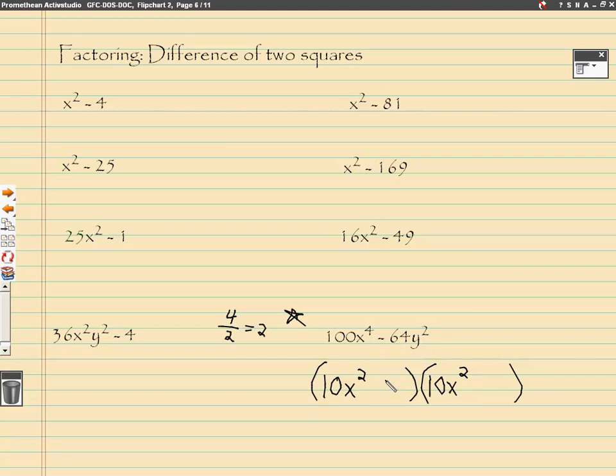Then the 64 is going to give me an 8. And y, because a y squared is going to give me y. And then 8y over here. I'm going to do one with a minus and one with a plus. By the way, which one has a minus and which is a plus doesn't really make any difference.